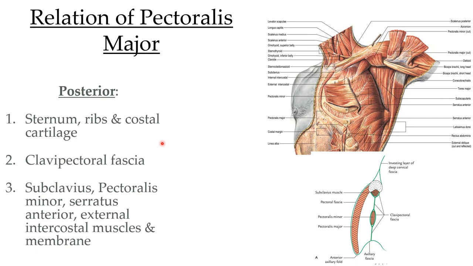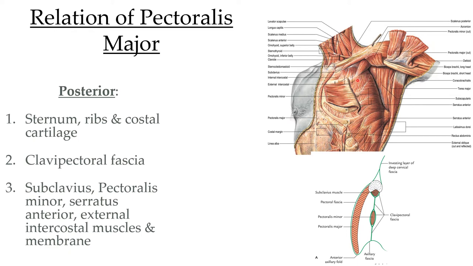In order to understand the deeper relation of pectoralis major, let us see the illustration on the right side. In this illustration, you can see the cut edges of the pectoralis major muscle. It has been excised in order to expose the underlying structures. Immediately deep to pectoralis major, we have a muscle named pectoralis minor, which has also been incised and retracted.